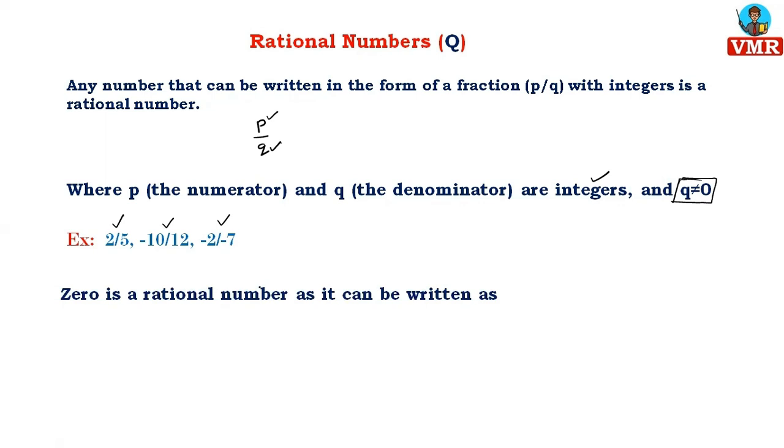Here 0 is a rational number, because we can write 0 as 0 by 1, 0 by 2, 0 by 3, and so on. So that's why we can say that 0 is a rational number, but the denominator is not equal to 0.